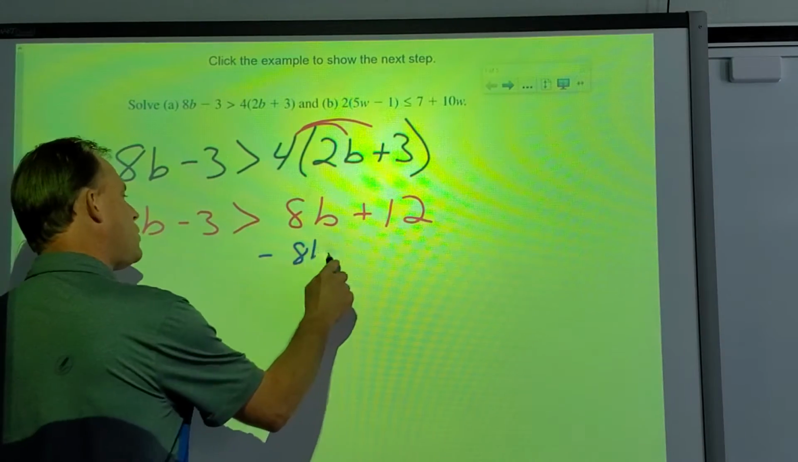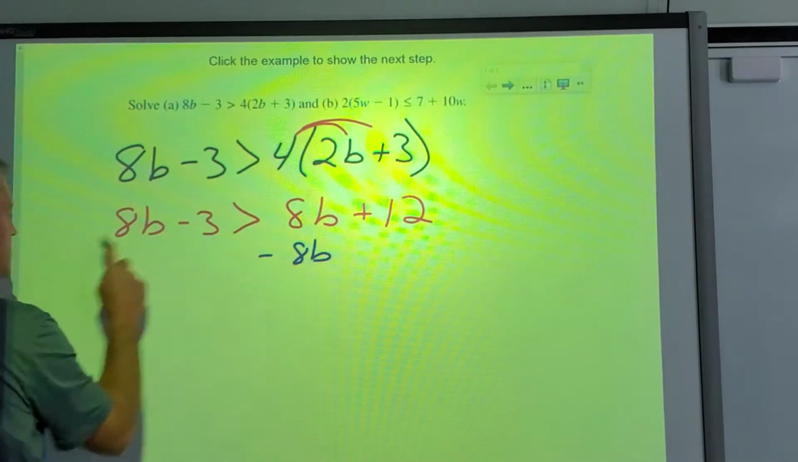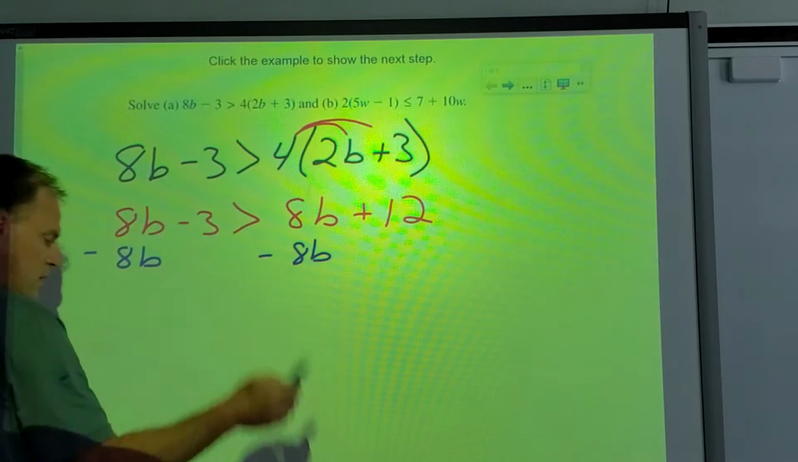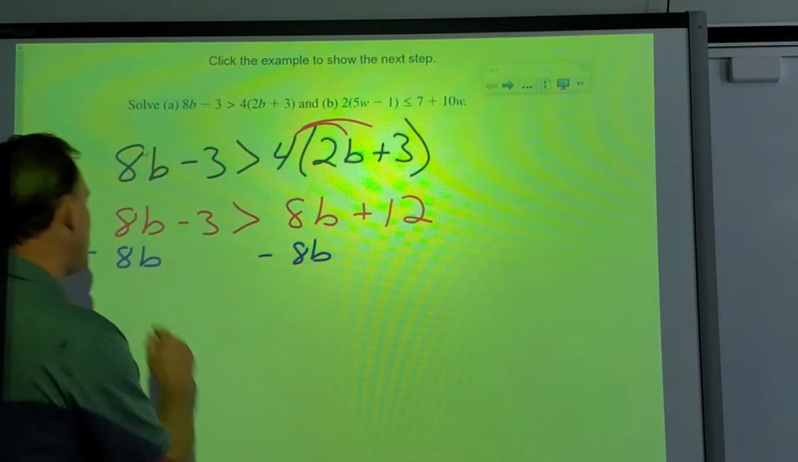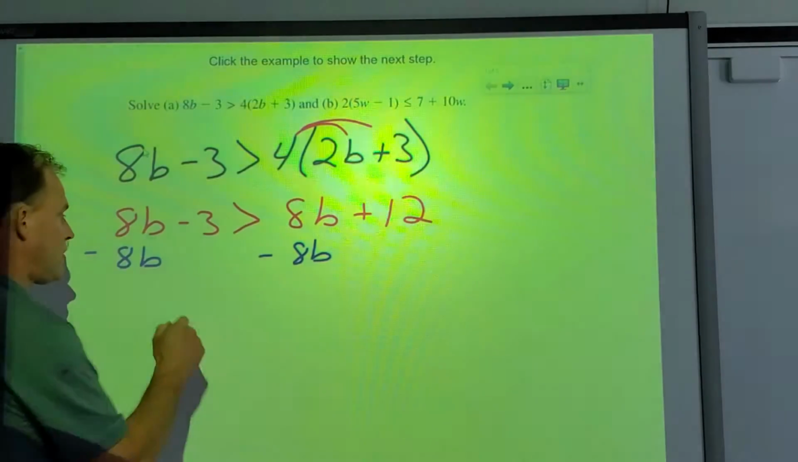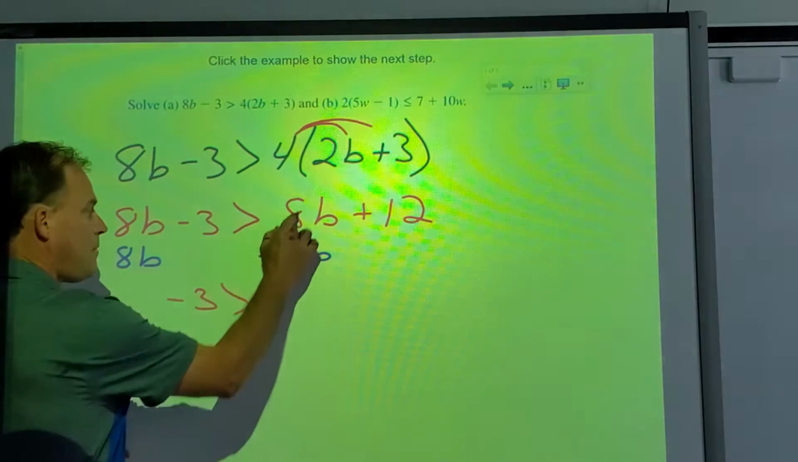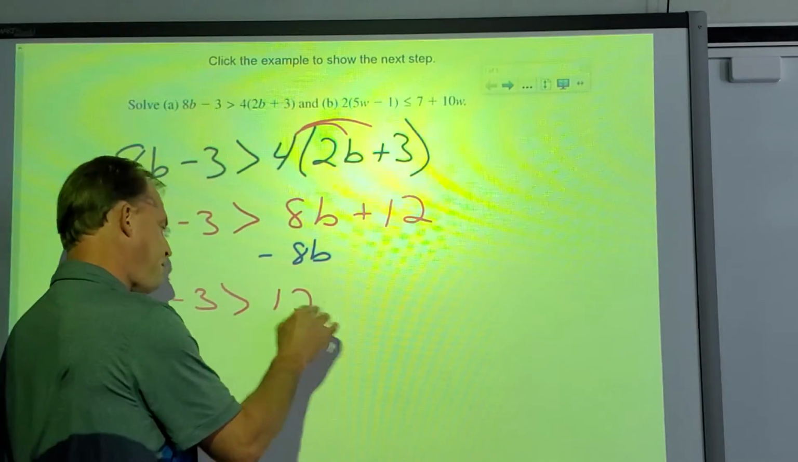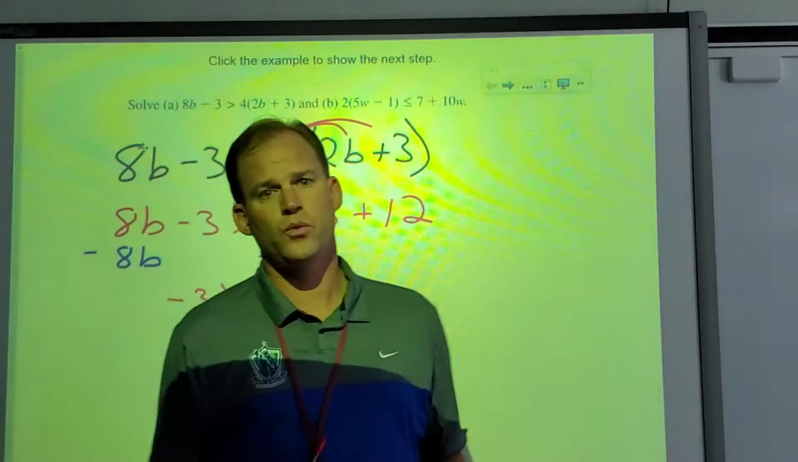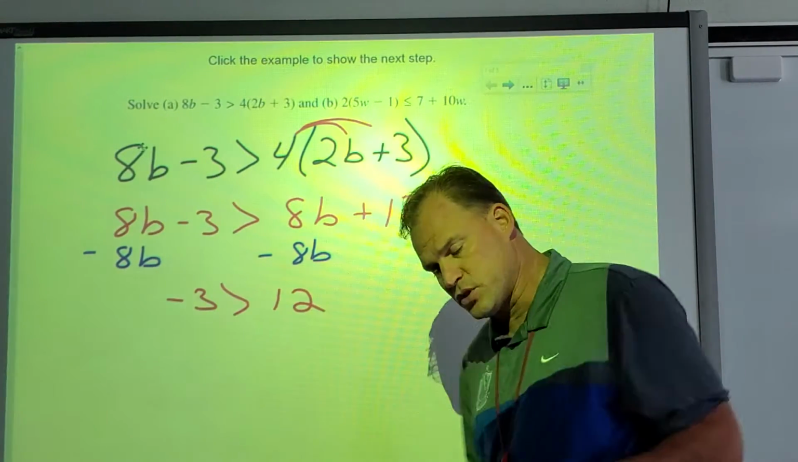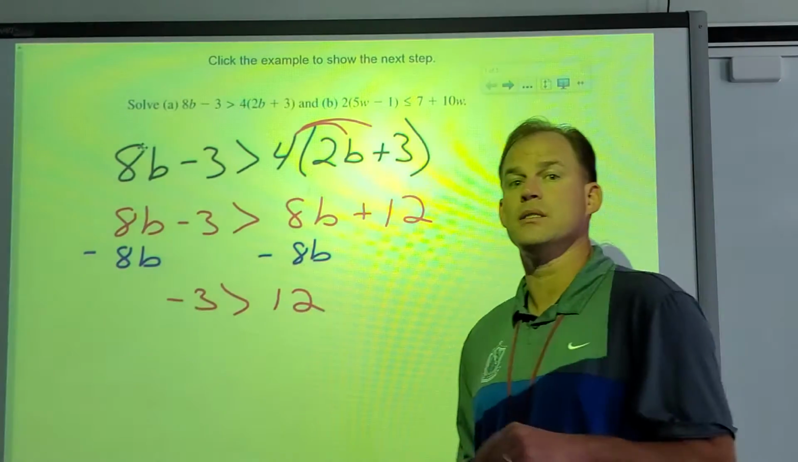And I told you earlier, I prefer things going on the left. I'm going to subtract 8b over here, subtract 8b over here, and now 8b minus 8b, 0. And now we have a situation that we talked about in the last chapter. The variables have dropped out on both sides of the inequality.